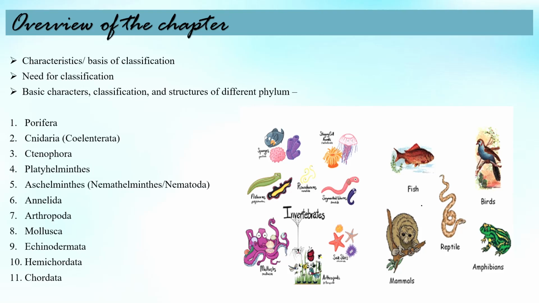So if you see here, there is a small picture representing the invertebrates which do not have the vertebral column and the vertebrates towards the right side. So we will look at all these organisms in this chapter. So we basically have these 11 phyla here to learn under animal kingdom. So Porifera, Cnidaria is also called as Coelenterata, Ctenophora, Platyhelminthes, Aschelminthes, which is also called Nemathelminthes or Nematoda, Annelida, Arthropoda, Mollusca, Echinodermata, Hemichordata, and Chordata. So we are going to look at each one of these phyla in detail, right?